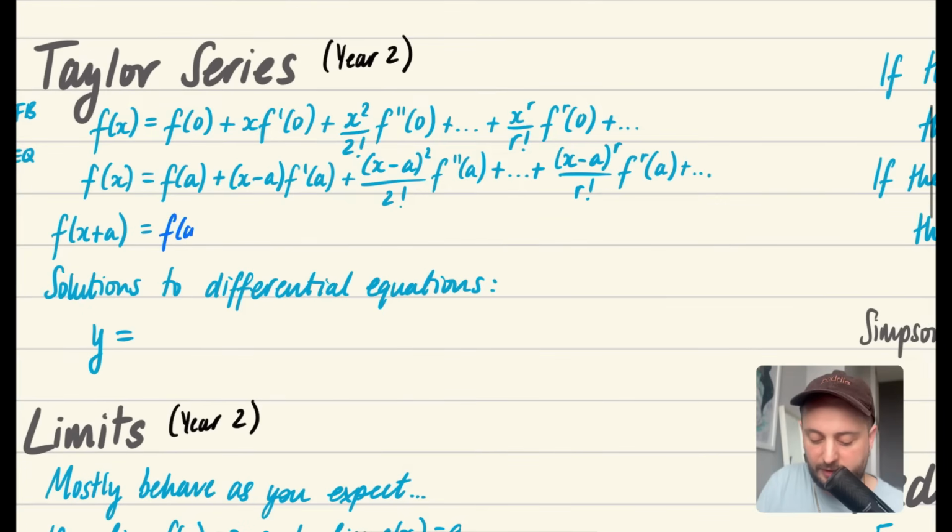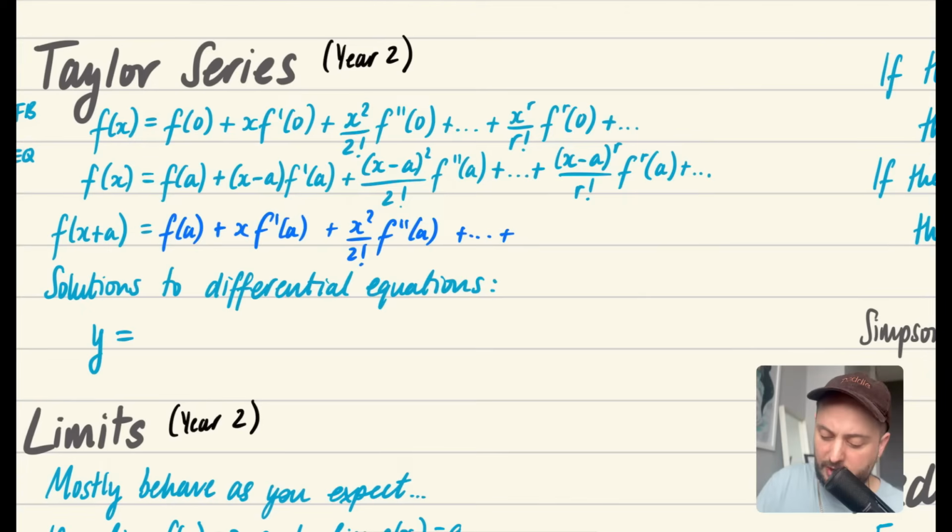So you still have your f of a. I'm going to plus a onto x, so it just becomes x. I'm going to plus a onto x, so I just get x squared over 2 factorial f double dash a, like this. And with the r term, it just becomes x to the power of r over r factorial, the rth derivative with a substituted in, etc.